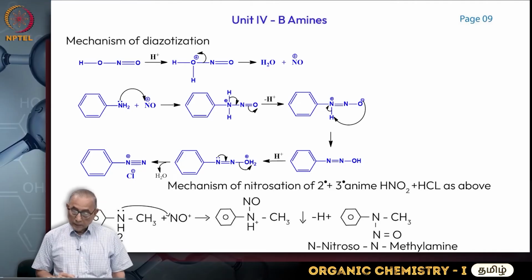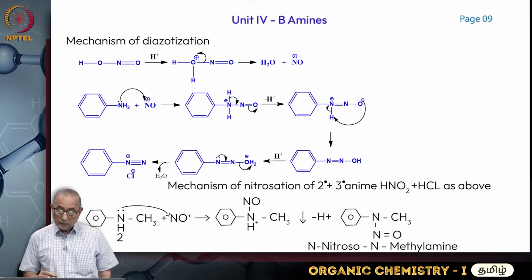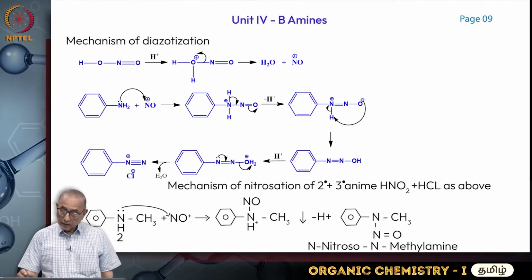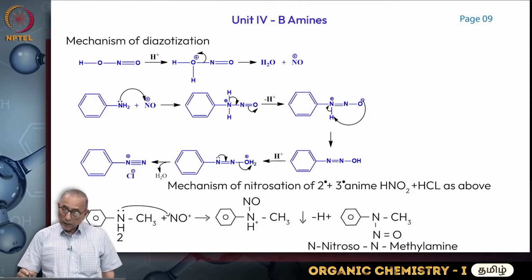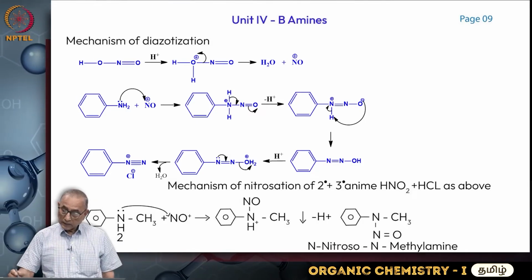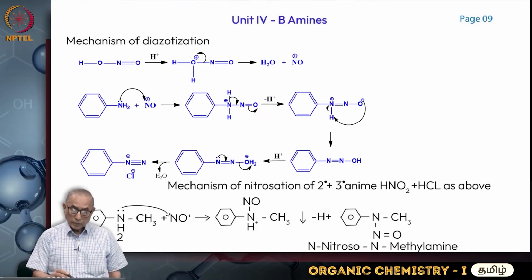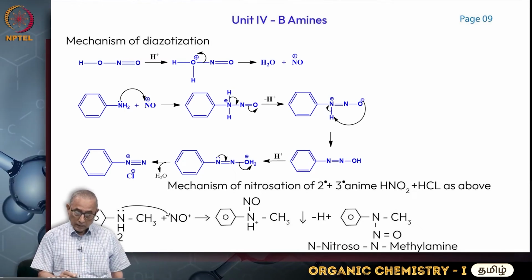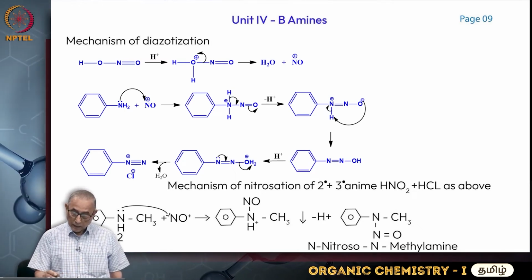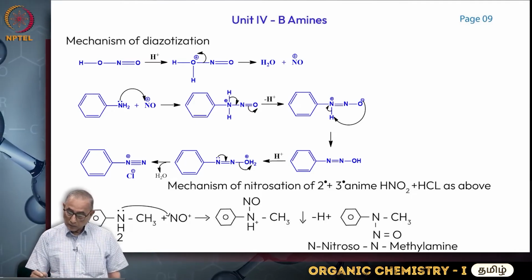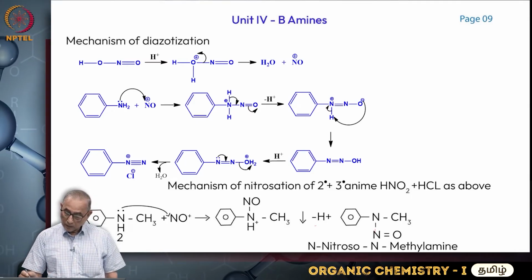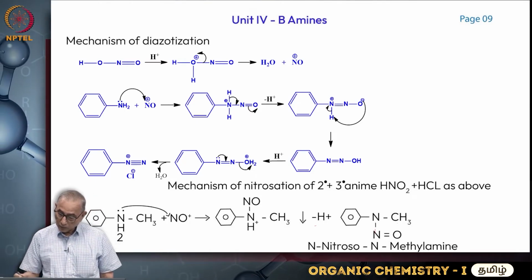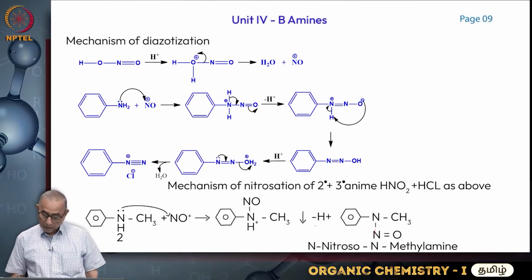So the mechanism of nitrosation of secondary and tertiary amines with nitrous acid is the same procedure. You get NO plus, and with this NH here it will become NOH plus. The H plus will be removed, and you get N-nitroso-N-methyl aniline.